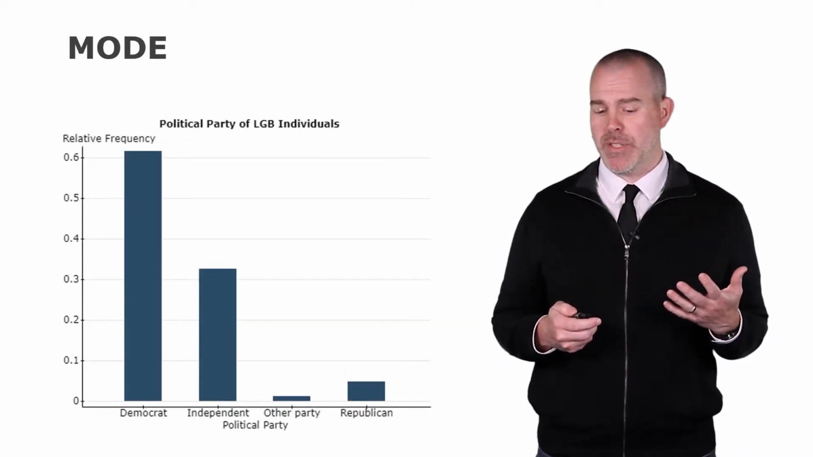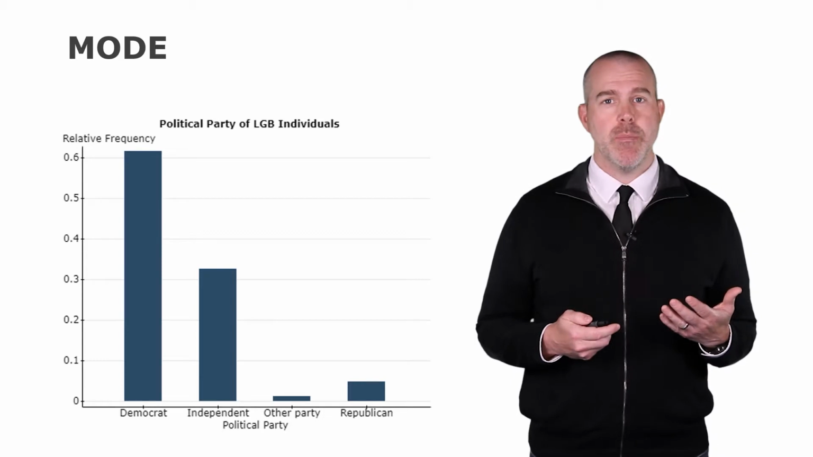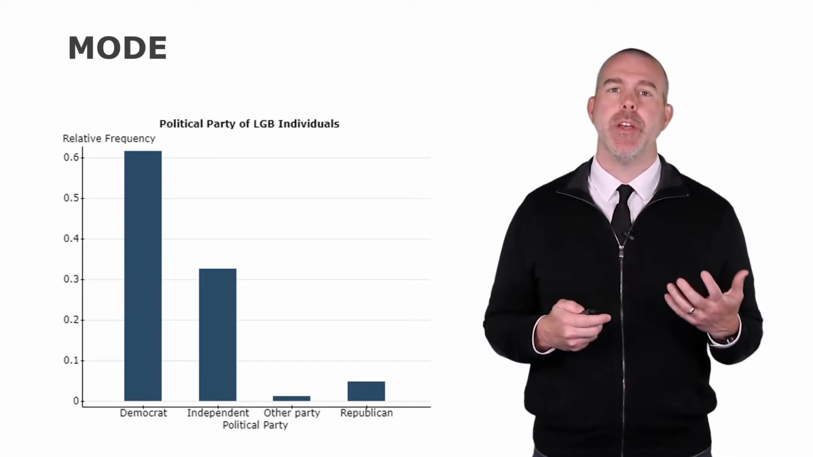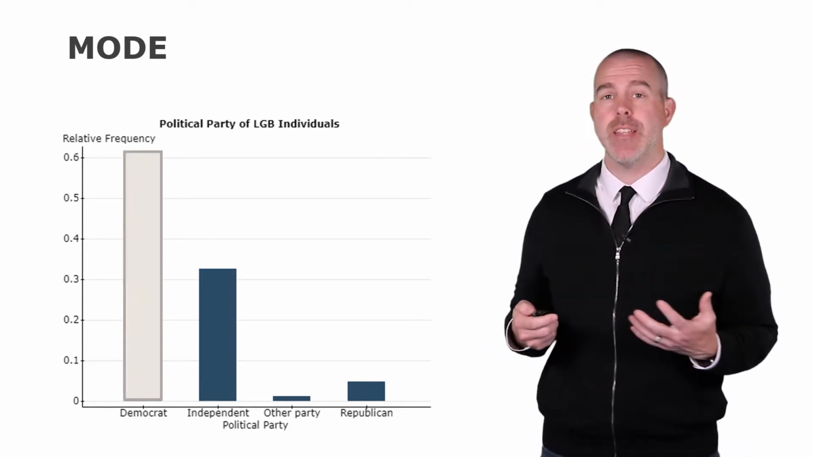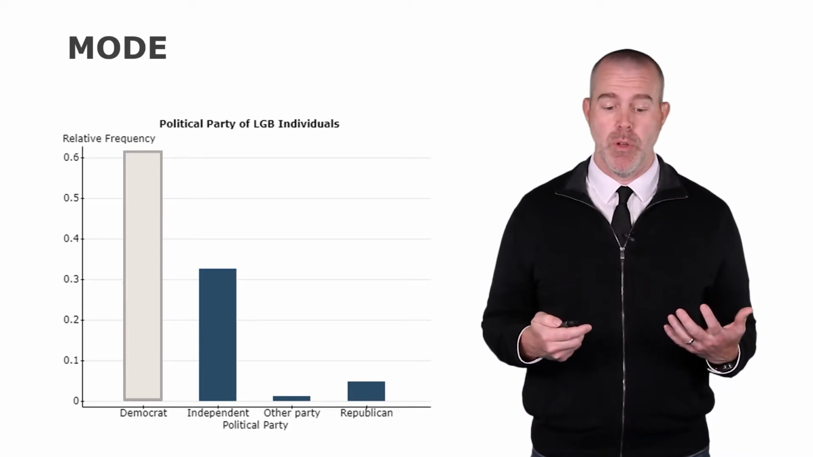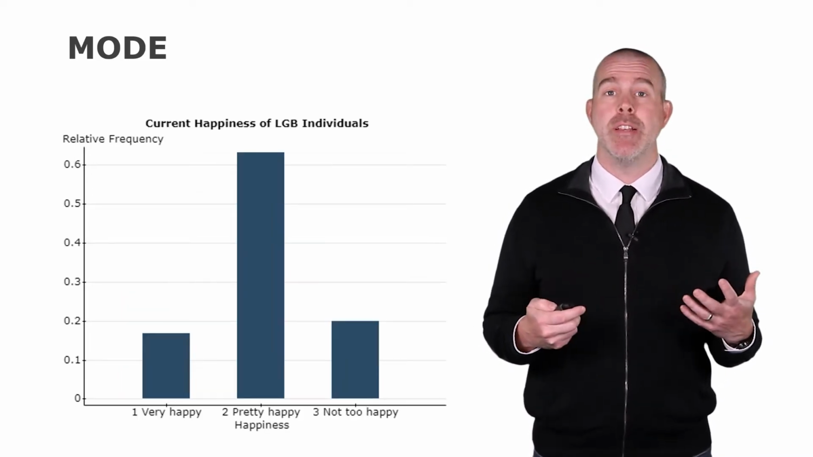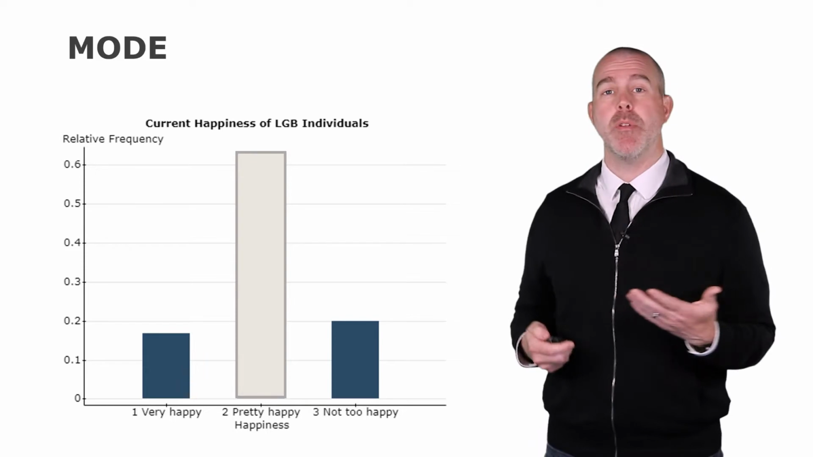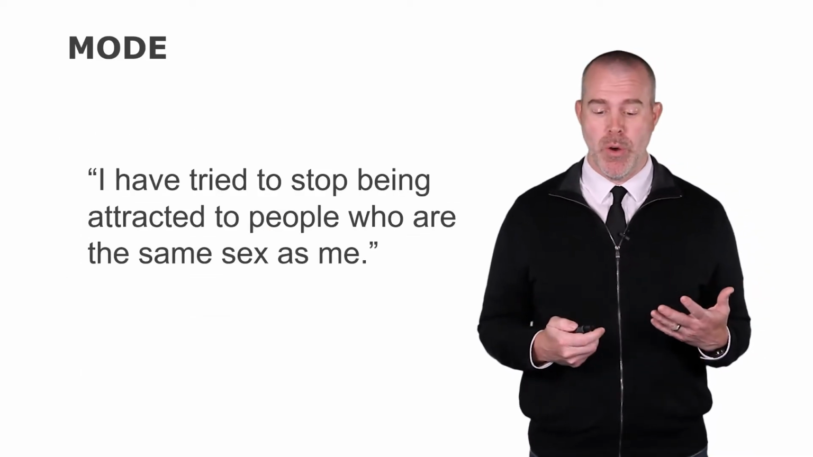I've got a few examples here. One would be in our LGB database. We've got the political party, and you can see the most common is Democrat, so that would be the mode. It's the most common. Current happiness. The most common here is the people are pretty happy, so that would be the mode.